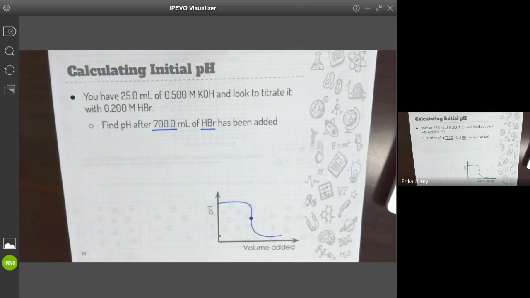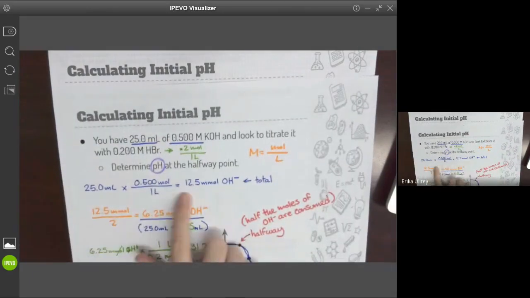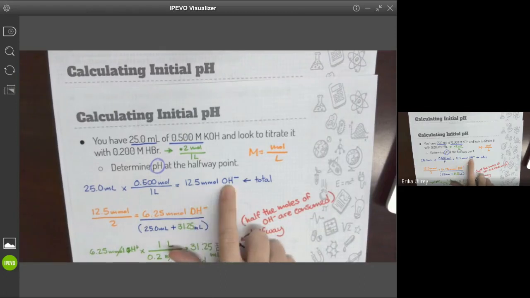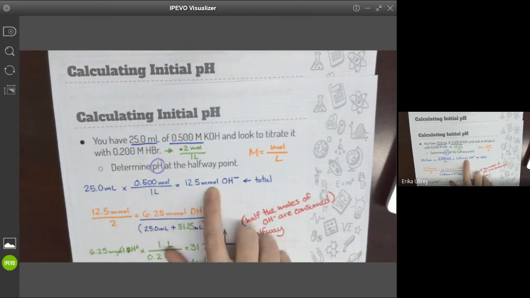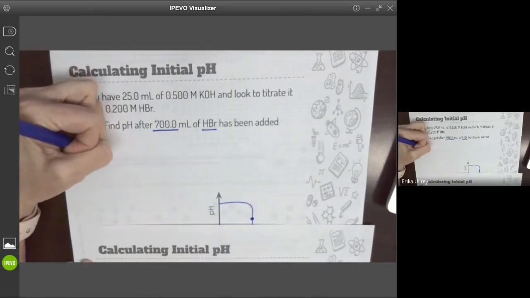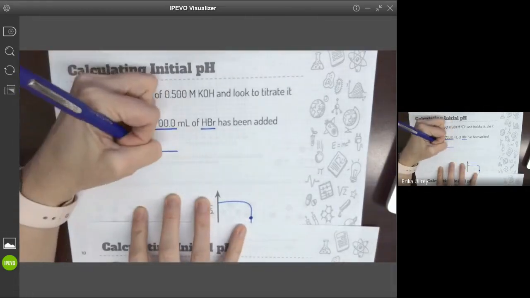So we know from earlier, from our very first calculation, when we were looking at the half equivalence point, we found the total number of moles of hydroxide that was in here. We know the total number of moles or millimoles of hydroxide that are in the solution. And we did that by taking the volume of our hydroxide times its molarity, and it told us we had 12.5 millimoles of hydroxide. So 25.0 milliliters times our concentration of that base.